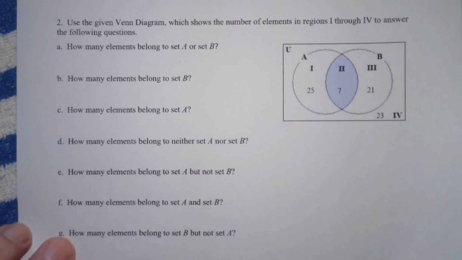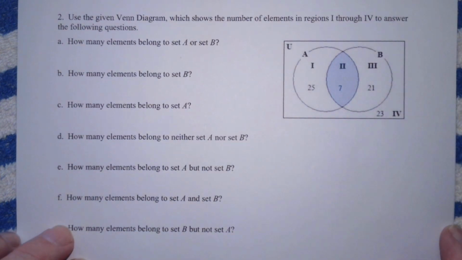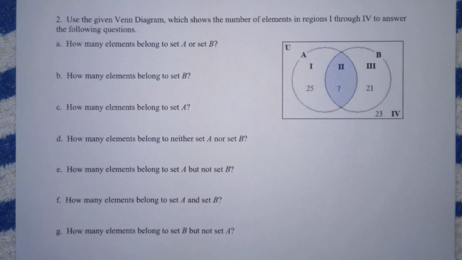All right, let's move on to number 2. It says use the Venn diagram, which shows the number of elements in region 1 through region 4 to answer the following questions. Really, the key here is, do you understand what we mean when we say "or" or when we have "not" a certain set, like not B or the complement of B. So if you feel like you've got a pretty good understanding of "and" and "or" statements and complement, then you could probably go ahead and try these and then watch the video.